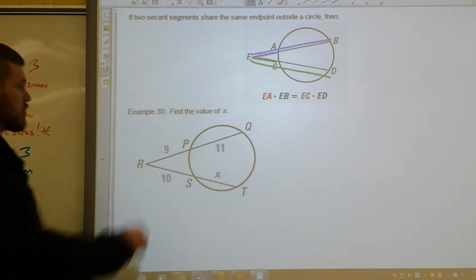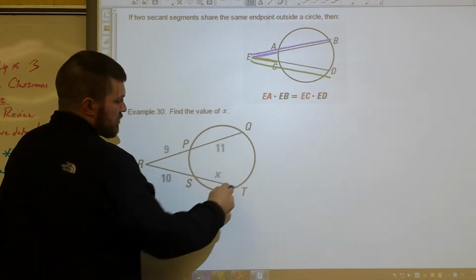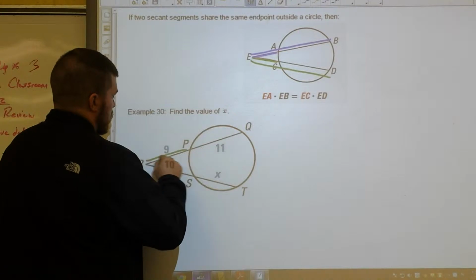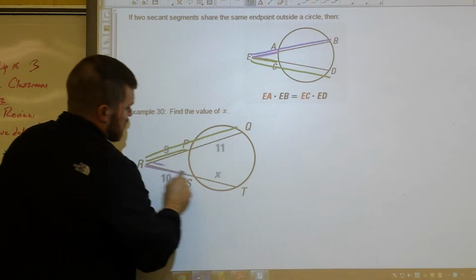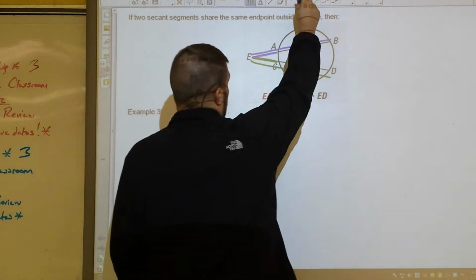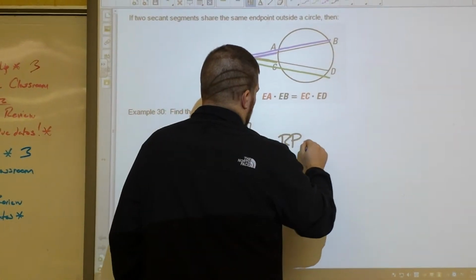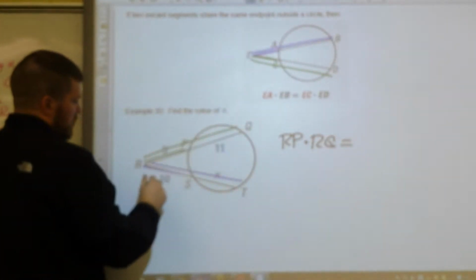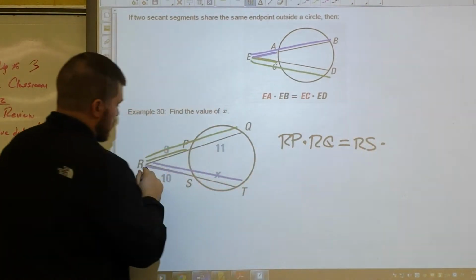In example 30, I have two secant segments. I know they're secant segments because each segment touches a circle in exactly two spots. And I have a rule, right here above. We know that the external times the total is equal to the external times the total. So I'm going to use that information and set up my rule using letters. It was external, so RP times the total RQ, and that's equal to, based on this rule, the external RS times the total RT.